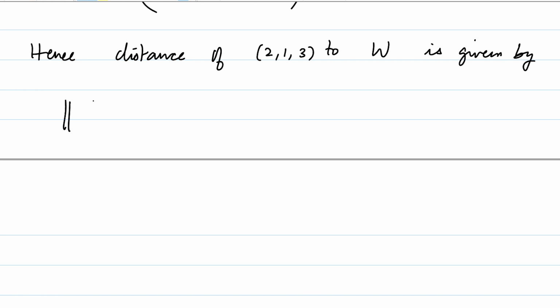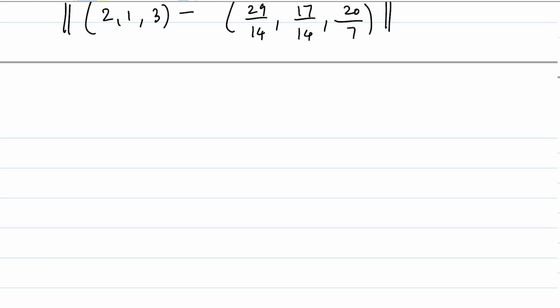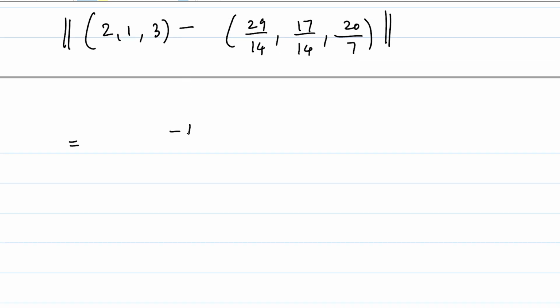So this is going to be the length of (2, 1, 3) minus (29 by 14, 17 by 14, 20 by 7). This is going to be equal to minus 1 by 14, 14 minus 7 is 7, 14 minus 17 is minus 3 by 14, and 7 3s are 21, 1 by 7.